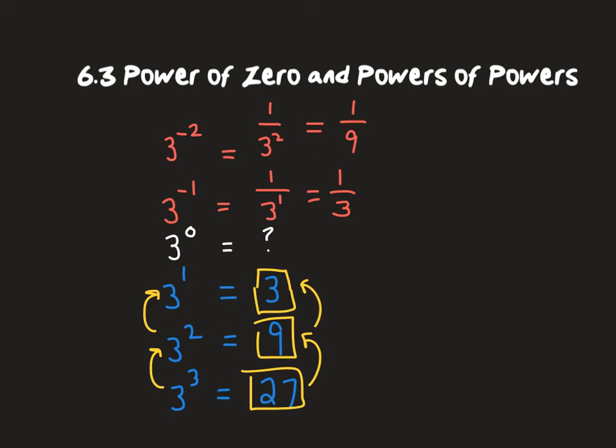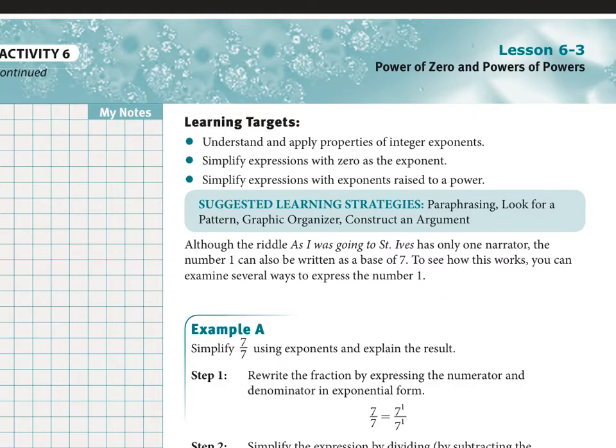If we were to continue that, 27 divided by 3 gets me 9, 9 divided by 3 gets me 3. If I were to divide the 3 by 3, we would get 1. And then taking that 1 divided by 3, we would get 1/3, and so on. So it seems reasonable that 3 to the 0 power would need to equal 1. Let's look at that in a little more depth and see if there's another way to think about that. This is back in the textbook now.